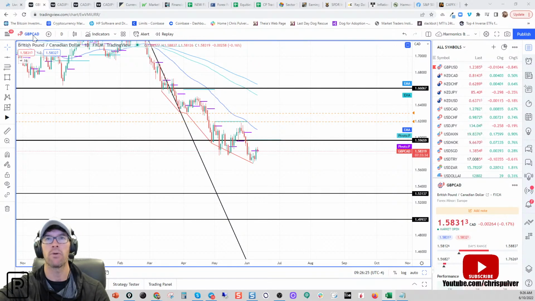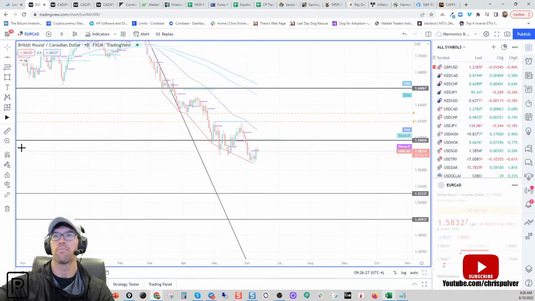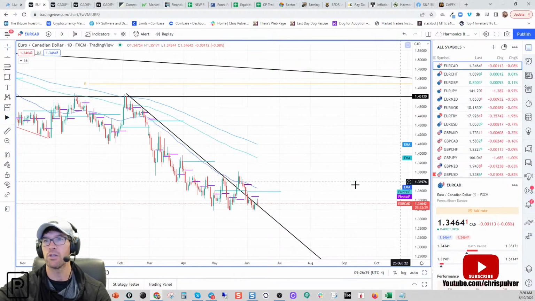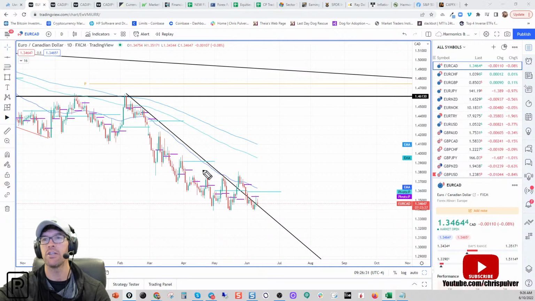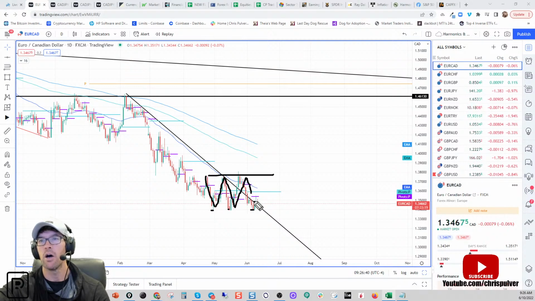All right, that's pound CAD. Eurocad, same thing. Eurocad is retesting lows. I'm looking for this to consolidate and continue. So we're making some equal lows in price. Okay, we have some equal highs. And so I'm either looking for this to consolidate a little bit longer, or if this breaks and goes lower, I'm going to start looking for some type of falling wedge and some trendline behavior.